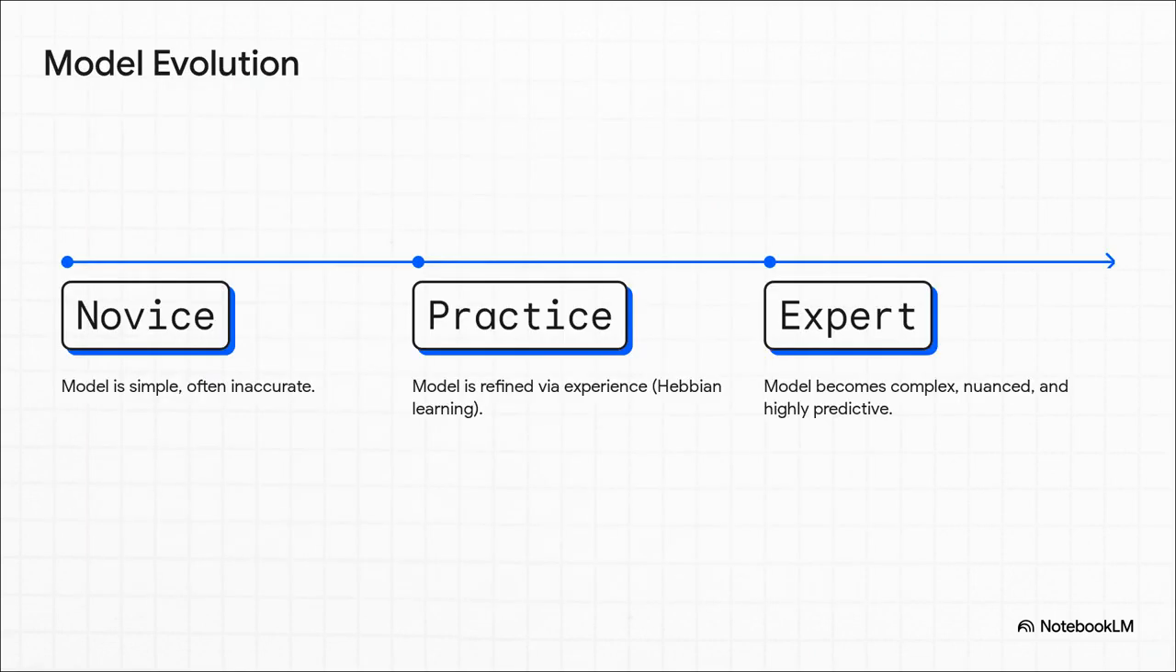And this is exactly how we go from being a total novice to an expert at something. You start out with a really simple and probably pretty inaccurate model. Then, with practice, those connections get refined. And eventually, that rough sketch turns into an expert's detailed blueprint, a super complex and highly predictive model for navigating that part of the world.